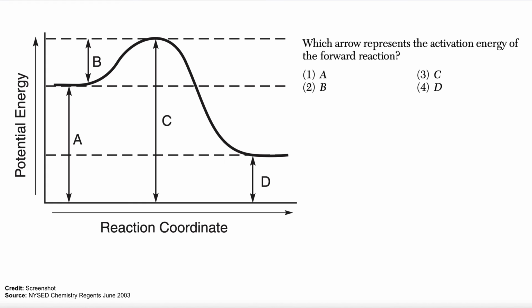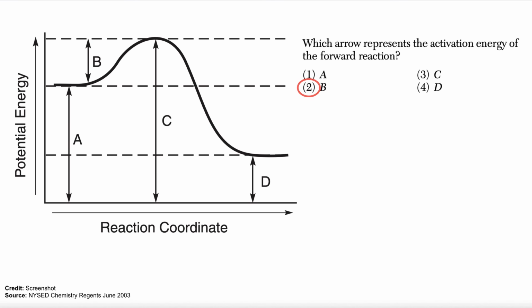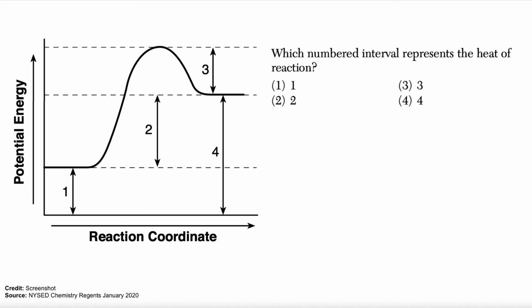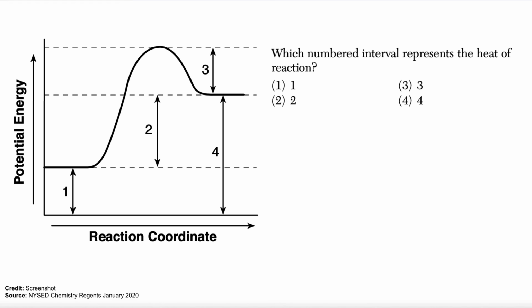Which arrow represents the activation energy of the forward reaction? This would be interval B. And finally, which numbered interval represents the heat of reaction? This would be interval 2, the distance from the reactants to the products.